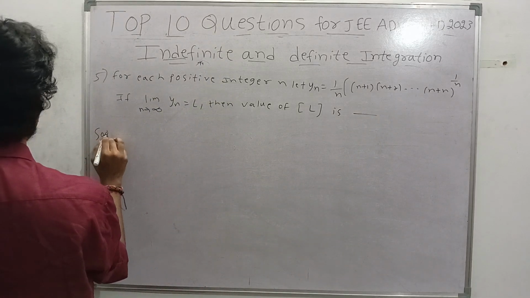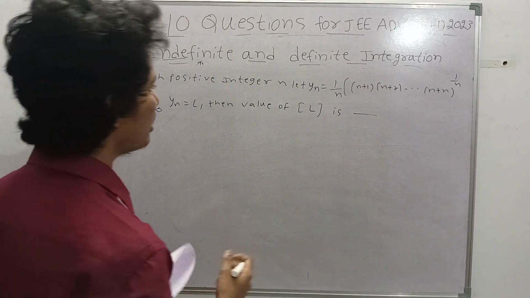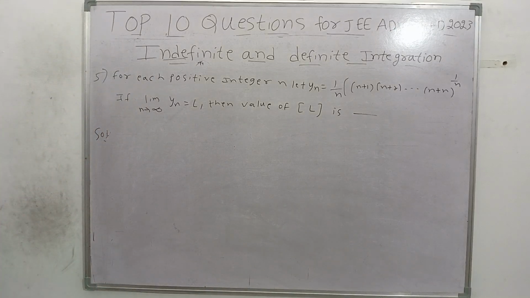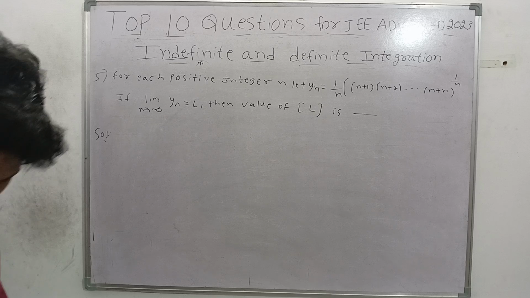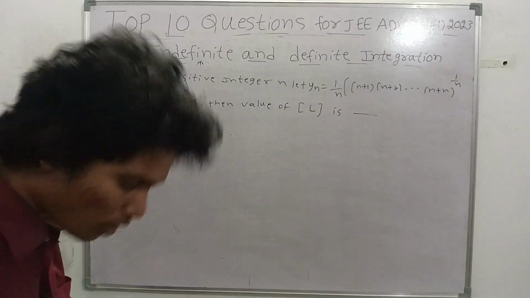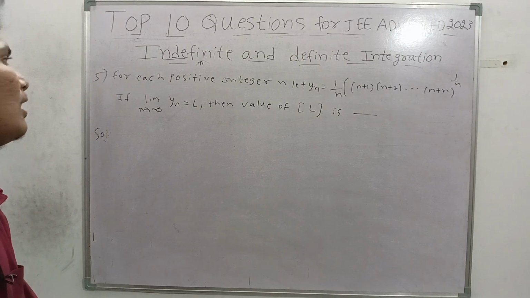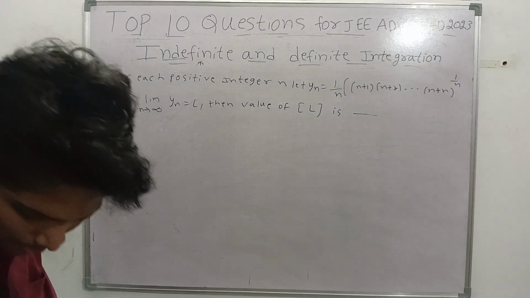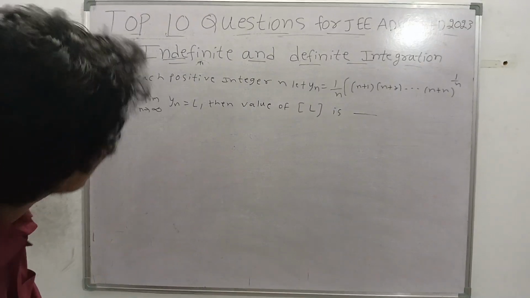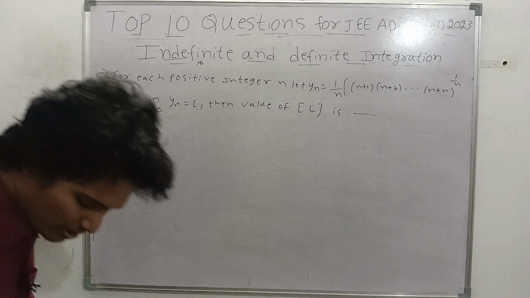This question is very important, because it involves the summation part, the limit of the sum. This question is really important, guys, because it involves the limit n tending to infinity problem. So this type of question is really important. Wait guys, I am adjusting the mic.